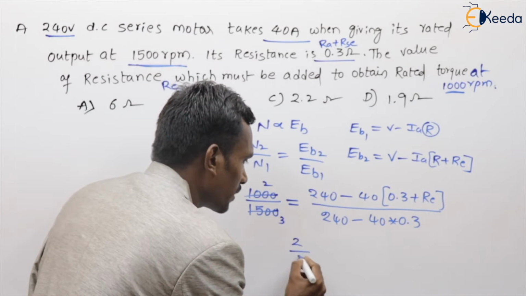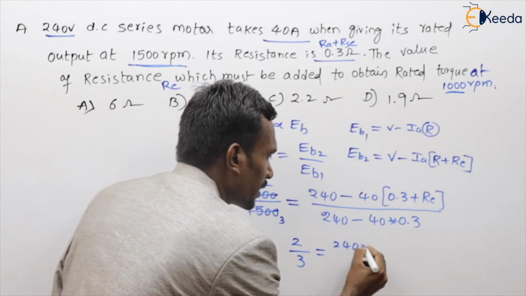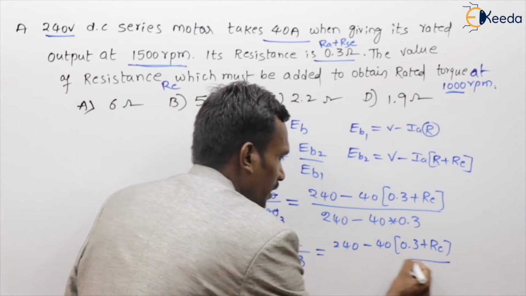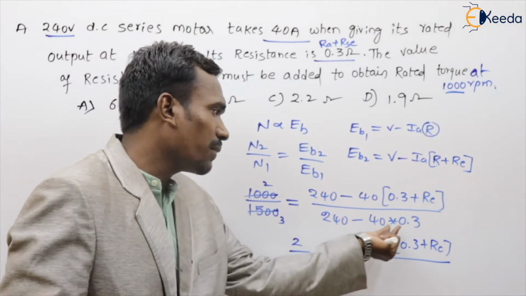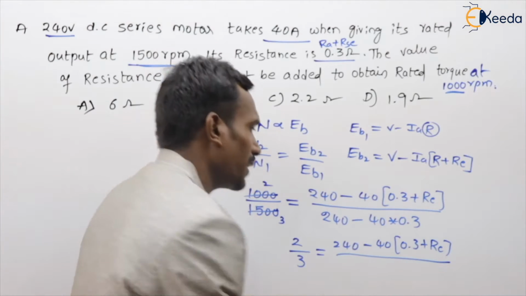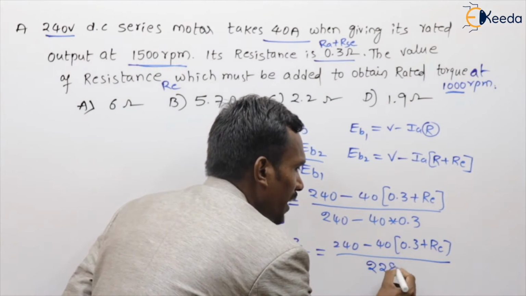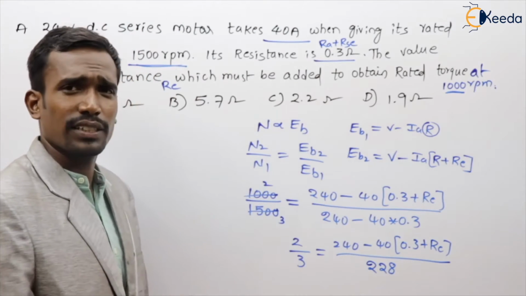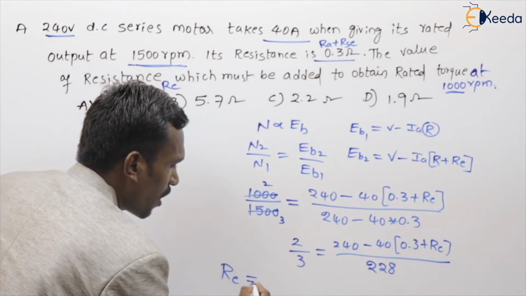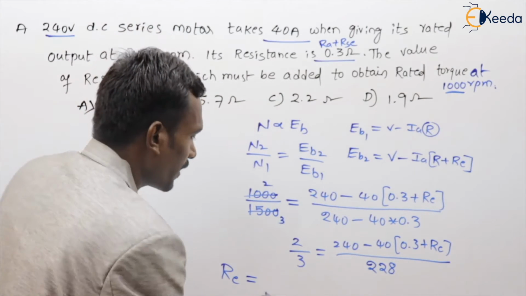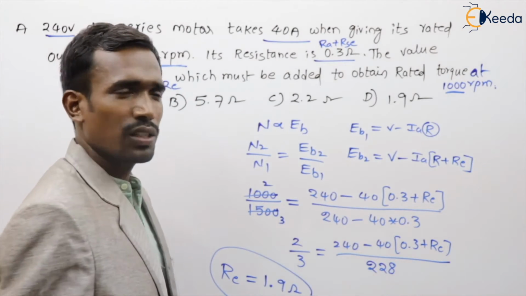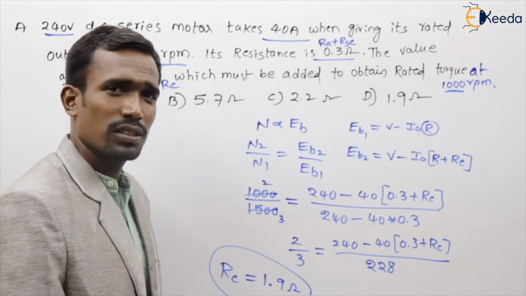So 2 by 3 is equal to (240 minus 40 into (0.3 plus RE), the extra resistance) divided by (240 minus 40 into 0.3), which is nothing but 12. 240 minus 12 is 228. Right? If you calculate this value and find RE, you can get exactly 1.9 ohms.